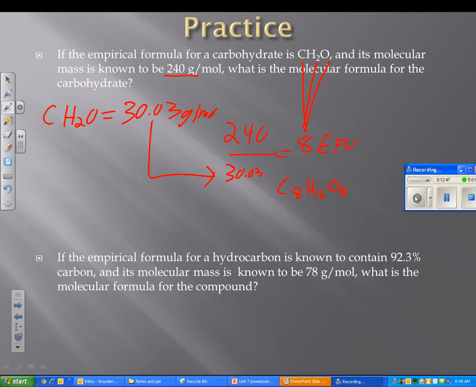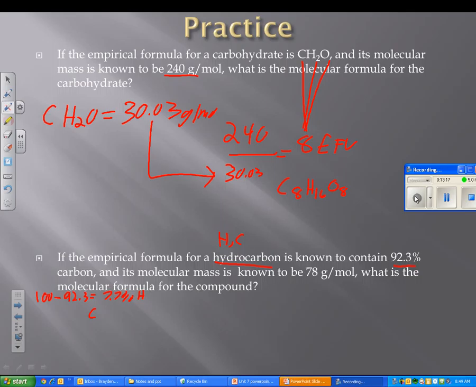Now, if the empirical formula for a hydrocarbon is known to be 92.3% carbon, and its molecular mass is known to be 78 grams per mole, what is the molecular formula for the compound? This one you got to do a little reading into the question. Hydrocarbon. That means it's got hydrogens and carbons. But it only tells us that it's 92.3% carbon. So 100 minus 92.3 is 7.7% hydrogen. So now we got to do all the steps.